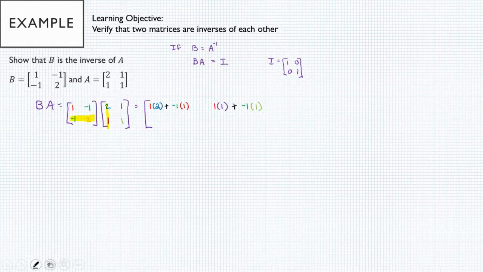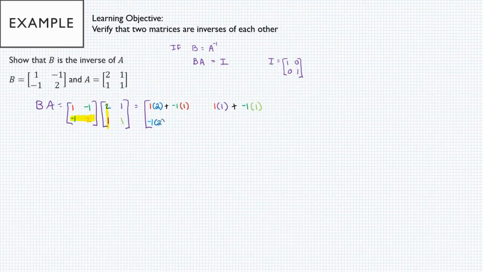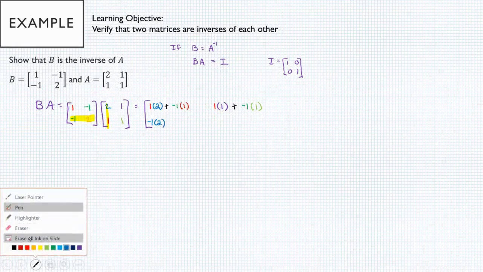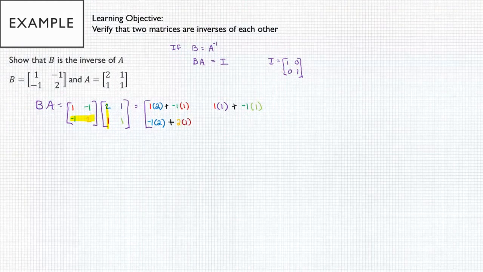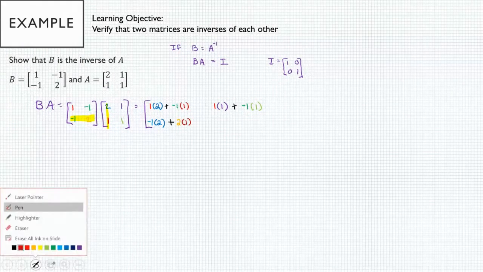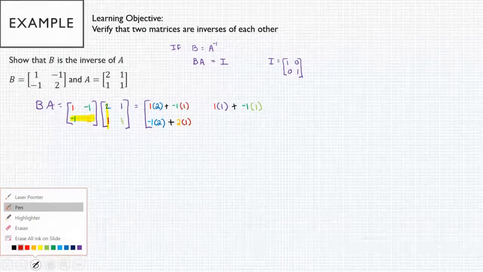Then we're going to do that with the second row and the first column. So my second row, now the color got kind of messed up because of the highlighter, but it was a light blue for the -1 times my dark blue of 2, plus, and now I'm going to take the orange 2 and multiply it by the dark red 1. If you're following the color coding, you can see how the rows and the columns are matching up.